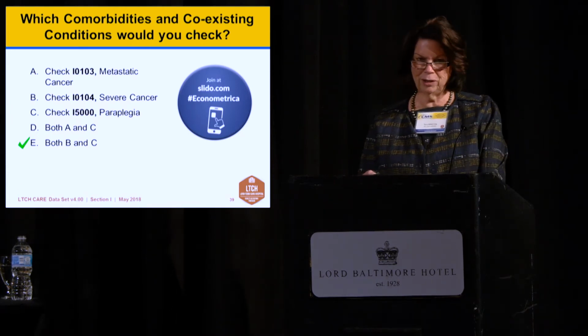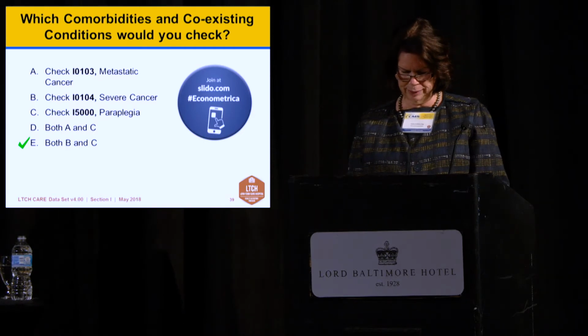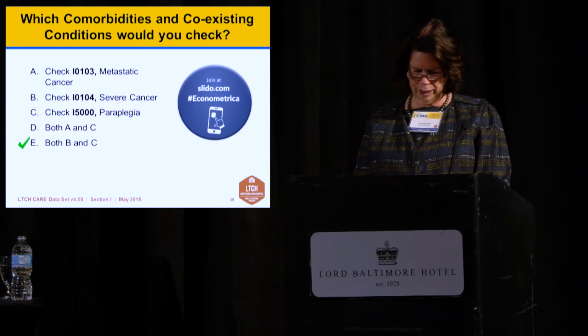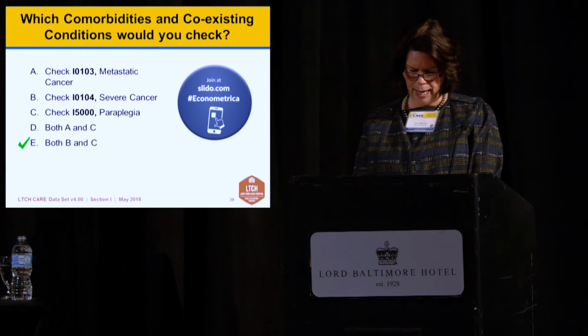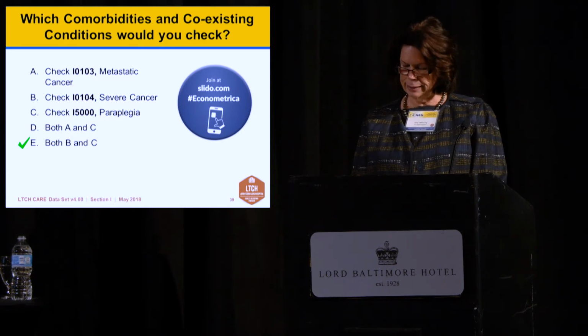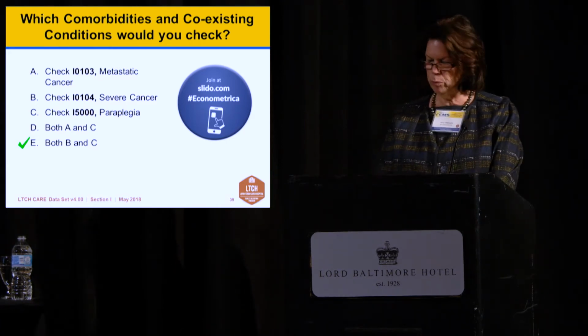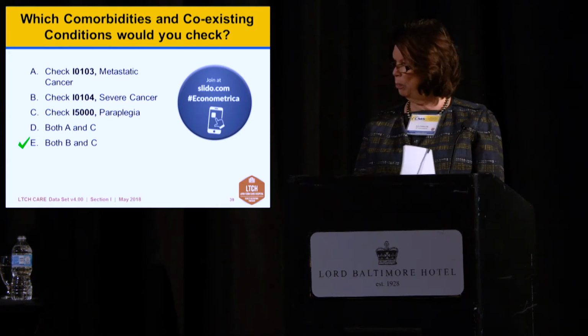So the correct answer in this scenario would be E, both B and C. So you would check severe cancer, I-0104, and I-5000 paraplegia, as these are both considered active diagnoses for the patient, as both were documented in the physician's progress notes.